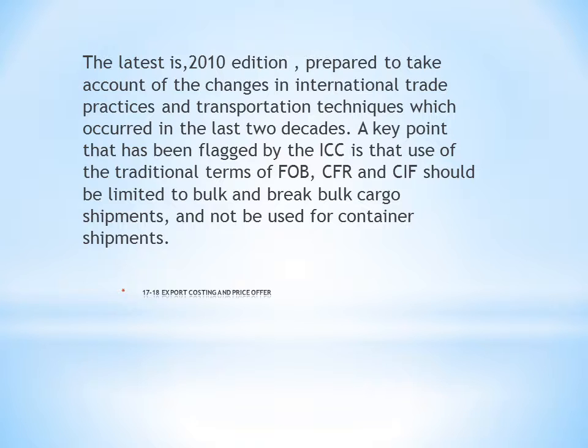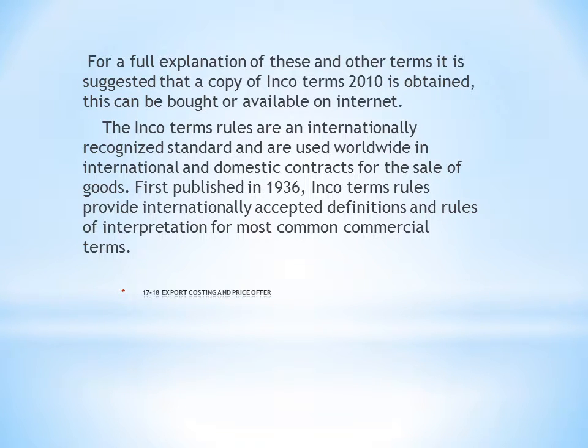A key point that has been flagged by the ICC is that use of the traditional terms of FOB, CFR and CIF should be limited to bulk and break bulk cargo shipments and not be used for container shipments. For full explanation of these and other terms, it is suggested that a copy of Incoterms 2010 is obtained. This can be bought or available on the internet.